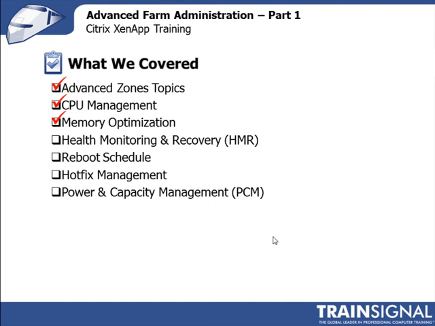Then we took a look at health monitoring and recovery, HMR, and how you can configure and turn it on, which services are monitored by default, and what corrective measures and tasks you can take if a particular server is deemed unresponsive or down. We then moved on to the reboot schedule. I showed you where in the policies you can configure reboot schedules, how you can send messages to users warning them that there's going to be a reboot, and how you can disable logons to a particular server in advance so that no new users can connect. So we discussed the reboot schedule in detail there.